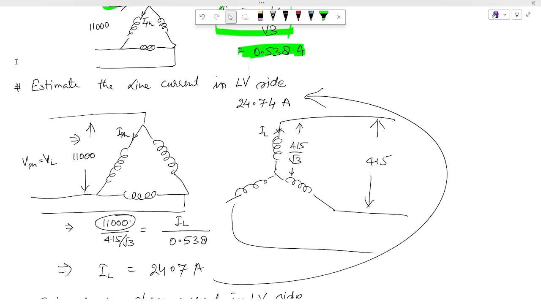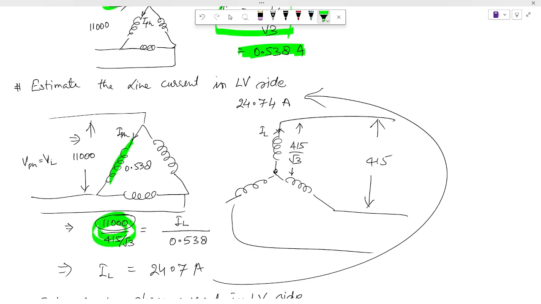So we can use the formula for the transformation ratio to find out, since we know the phase winding current here, the phase winding current is 0.538. What is the transformation ratio? This is phase voltage 11 kV divided by the low voltage side phase voltage, that is 415 by root 3. And since the current will be in inverse proportion to the turns ratio, we will apply this formula here.